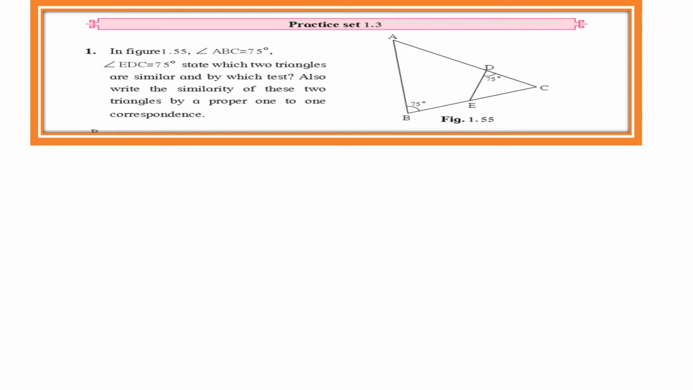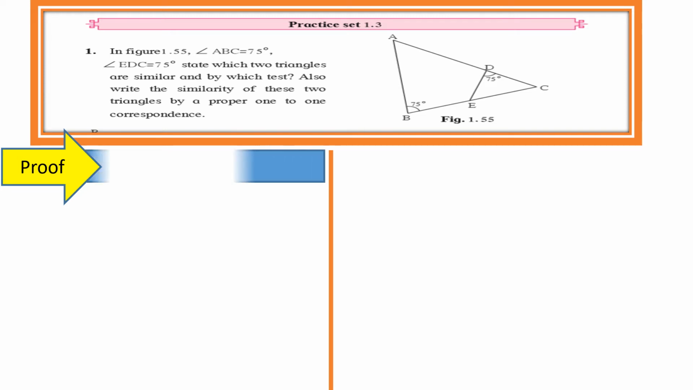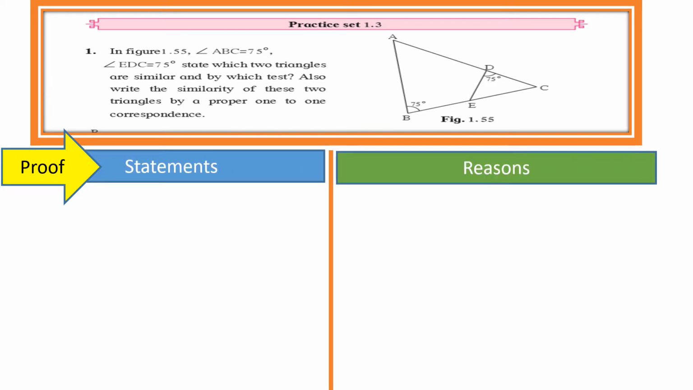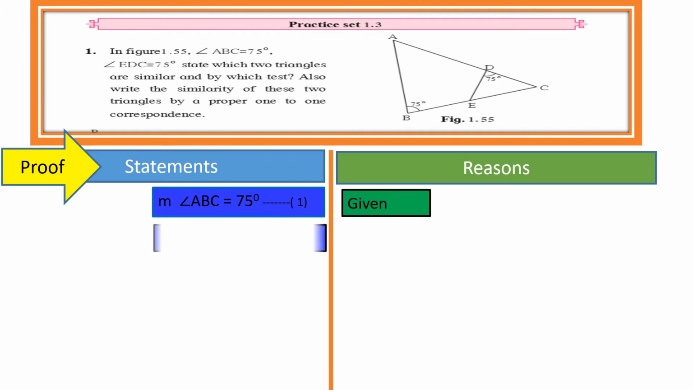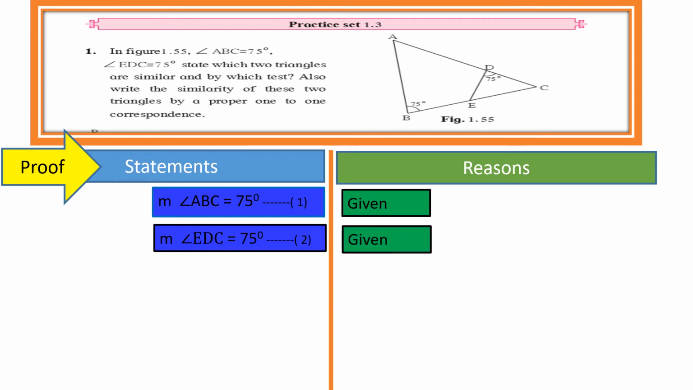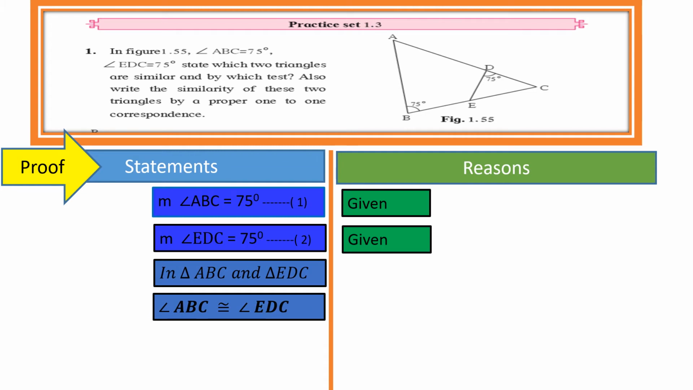So let us see the proof of this. We have the proof divided in two parts: statements and reasons. First, let us write down what is known to us. So we know angle ABC is 75 degree. A reason is given. Angle EDC is 75 degree. That is also given. So here the two triangles which we are going to prove similar are triangle ABC and triangle EDC.